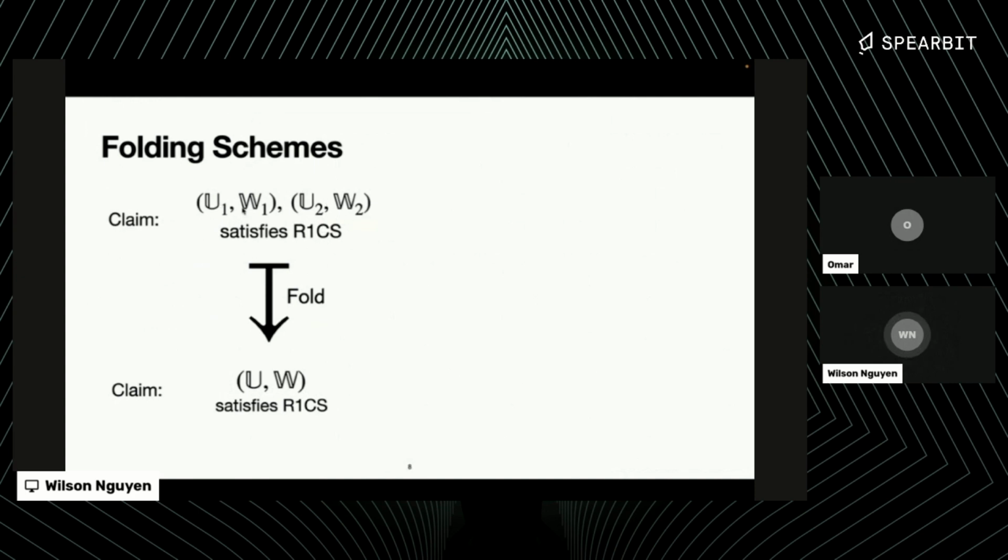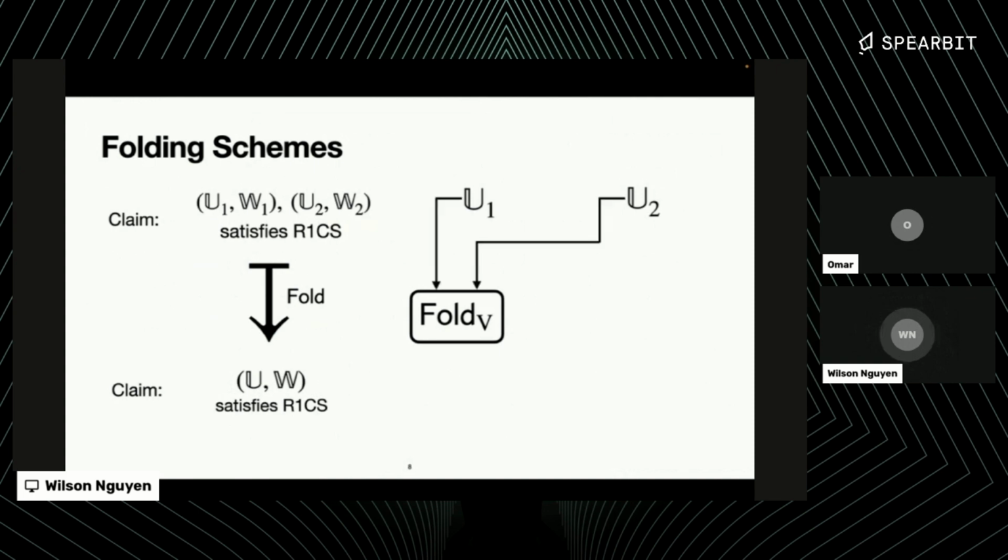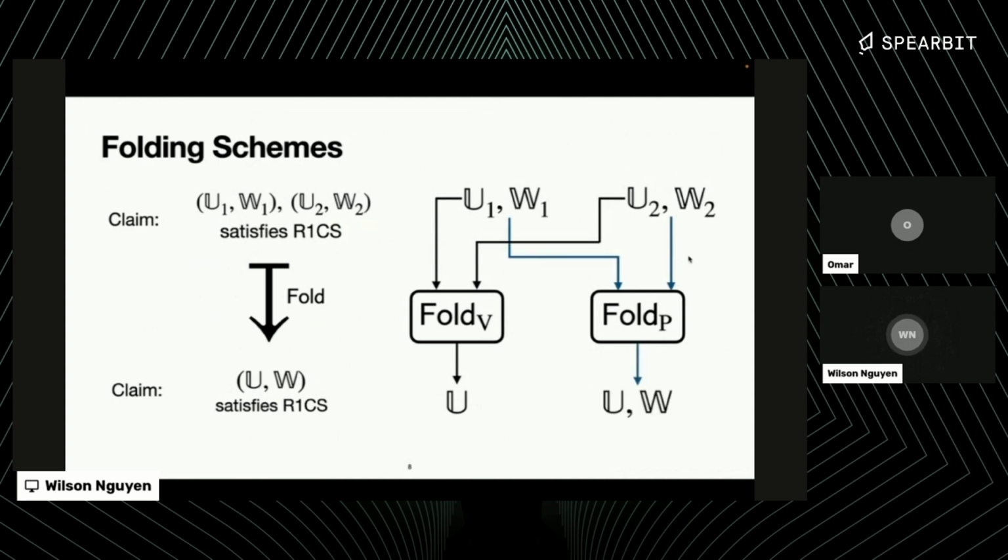So folding schemes, more concretely, consist of two algorithms: a folding verifier, which takes in as input two instances and reduces this down to a single instance. A folding prover takes in both pairs and reduces it down to a single pair. And so the security of this is that if this pair is satisfying, then we should be able to extract witnesses for these prior instances here. So in the sense that these instances would actually have witnesses that would satisfy the constraint system.